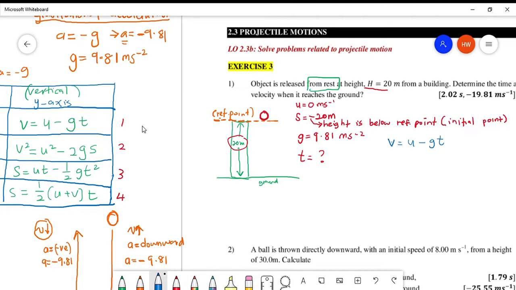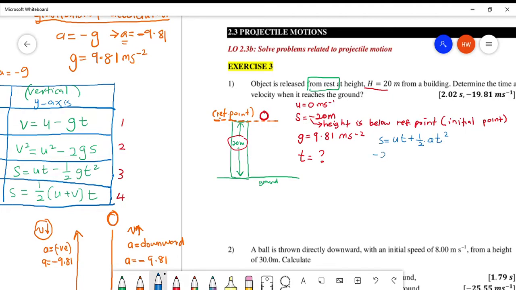Awak tengok nombor 3. Okay, so salah ni, silap. So kita tengok nombor 3. S equals to UT. Ada orang tulis apa ke? Oh, okay. S equals to, betul. S equals to UT plus half AT square.